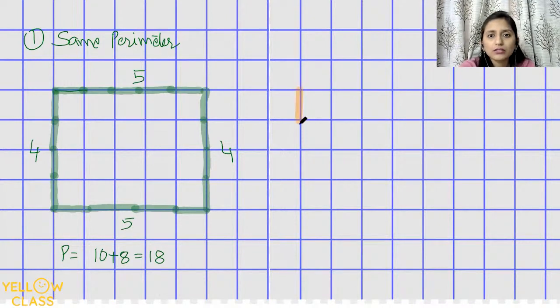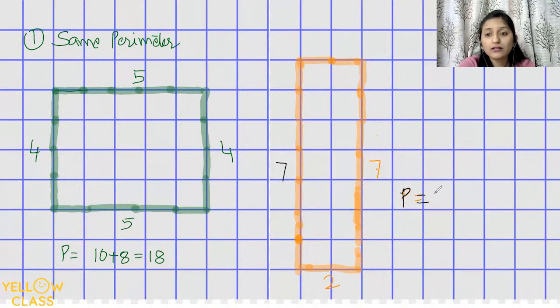Okay, so let's see 1, 2, 3, 4, 5, 6, 7, 2. Now let's check out this one. What will be its perimeter? See, this is 7, right? 1, 2, 3, 4, 5, 6, 7, and this is 2. So what will be its perimeter? Two times 7, which is 14, plus 2 times 2, which is 4. So this is 18. Yes.